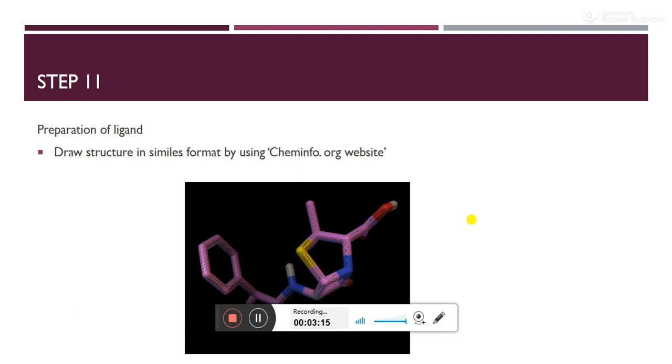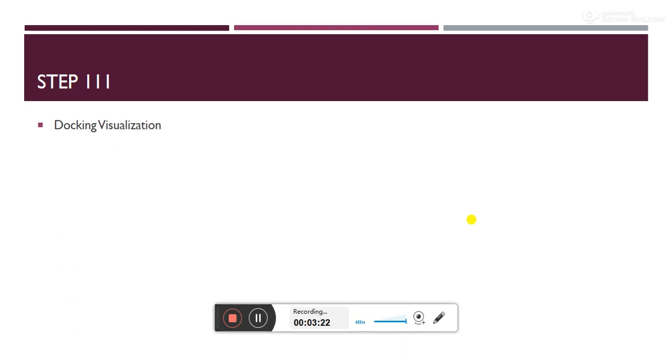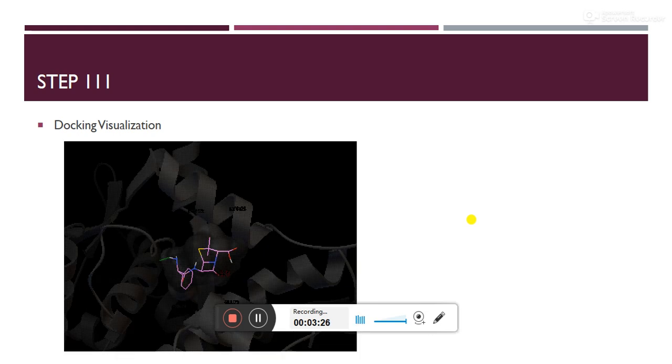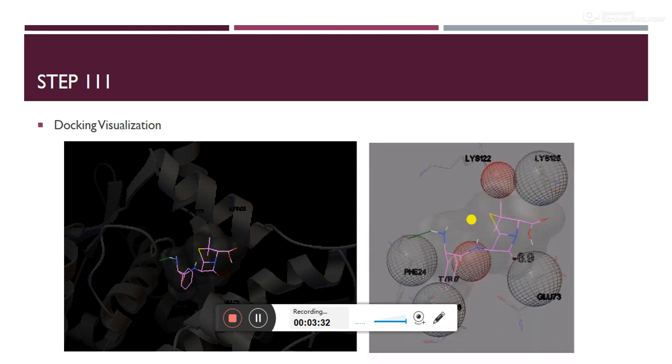Second step, preparation of ligand. You need to draw your ligand in a specific format for docking. The third step is docking visualization, in which you can see your ligand interacting with the protein, the ribbon protein, that can be visualized in this format.